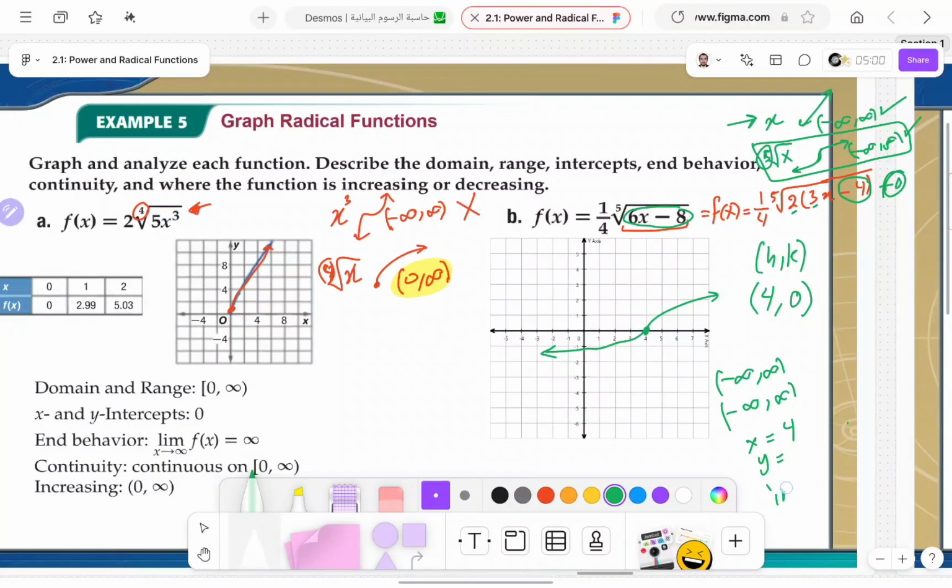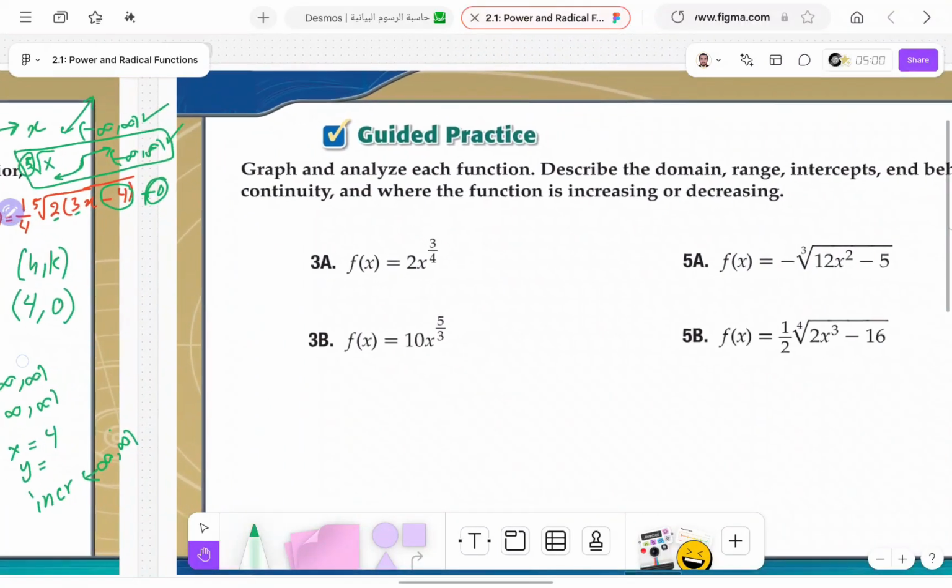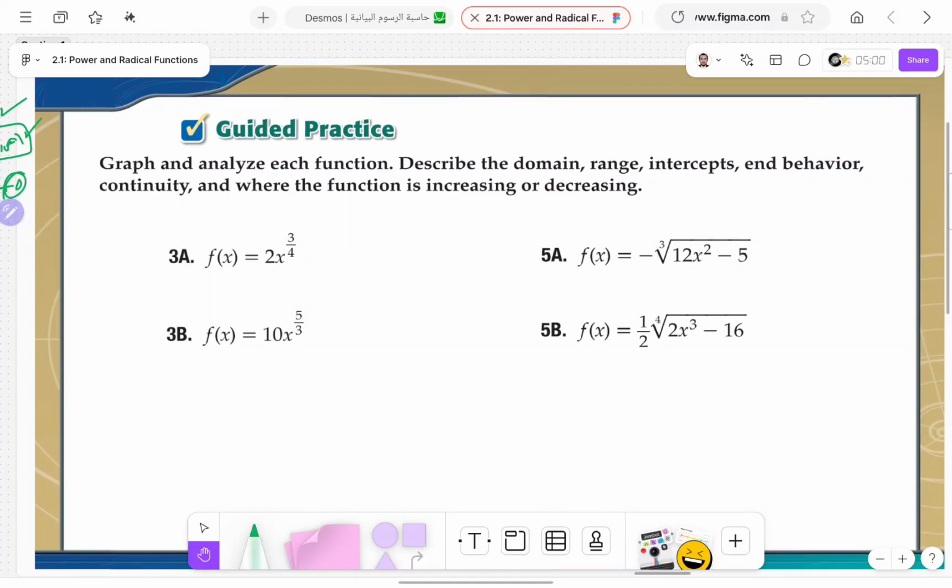Then what else do I have? The increasing part. It's only an increasing function. It's always negative infinity to positive infinity. Okay, I hope you understand this. Now I believe that you know how to solve these questions when you need to find the domain, using the domain and the restricted one. Okay, I hope you understand this.